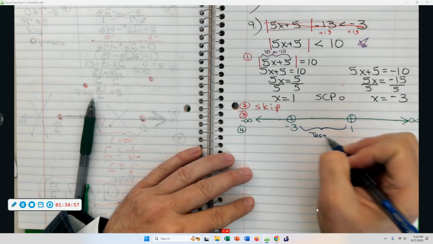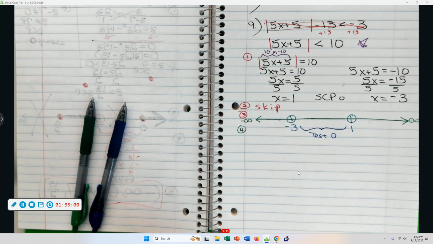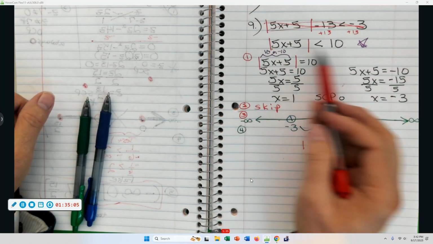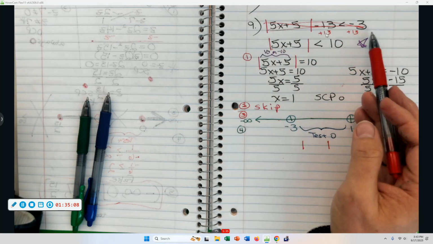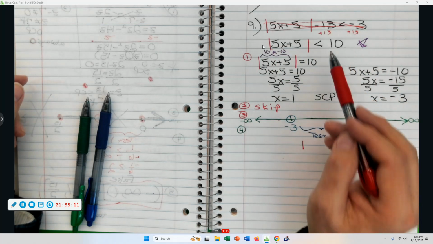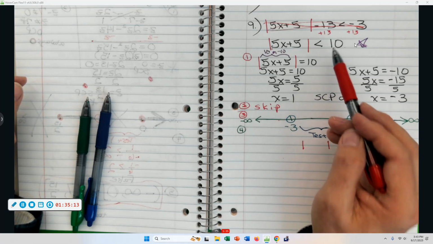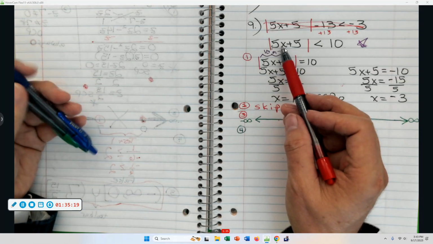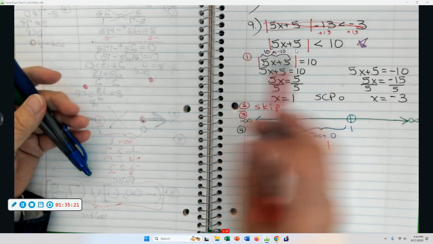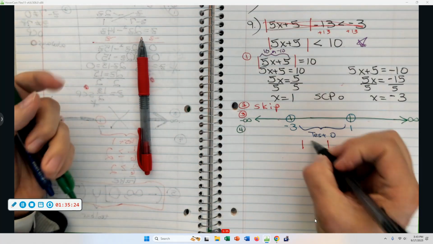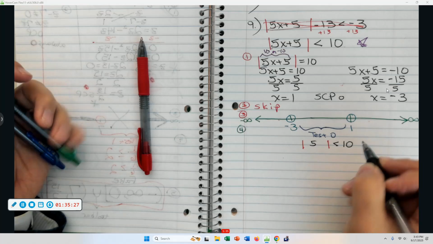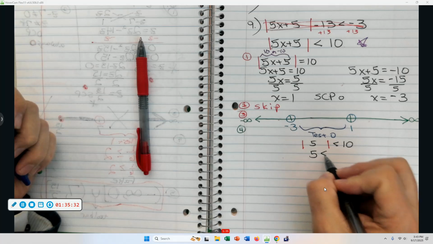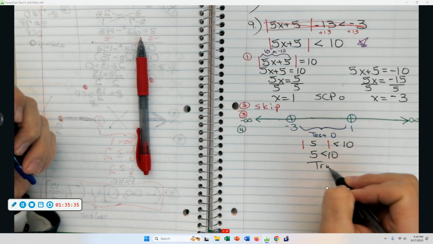I'm going to test 0, and that's going to give me the absolute value. Oh, by the way, you're testing in the rewritten form. Testing in the original, people always mess up. So test in the easier format, the one where you've isolated the absolute value. Plug in the 0. You get 5 times 0, which is 0, plus 5 is 5. So you have the absolute value of 5 is less than 10. What's the absolute value of 5? 5. Is 5 less than 10? Yes. So that's true.